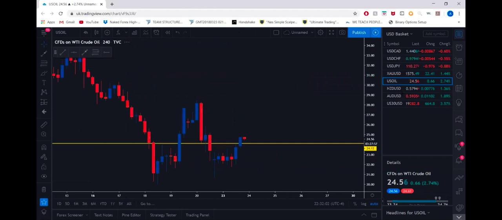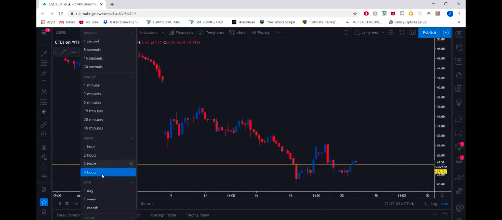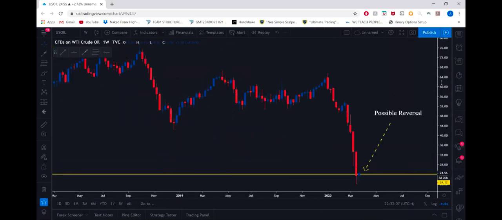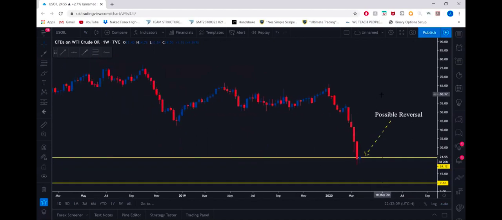Next, US oil. Actually, US oil on a larger time frame, weekly right here. I marked it as a possible reversal, right?